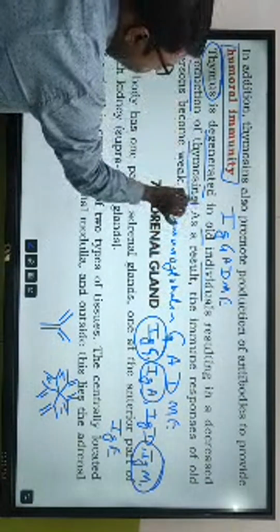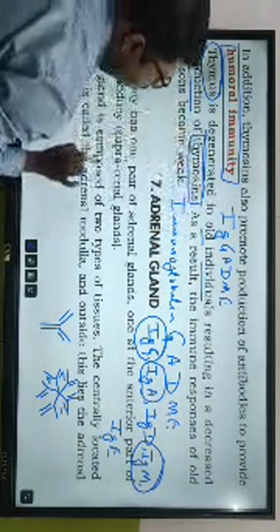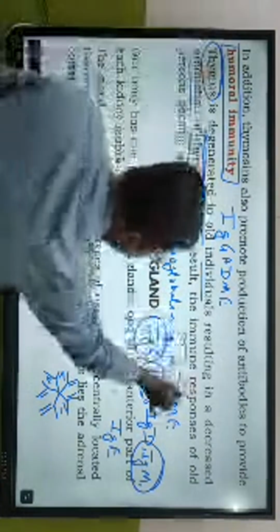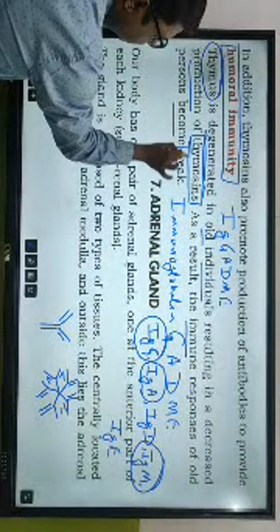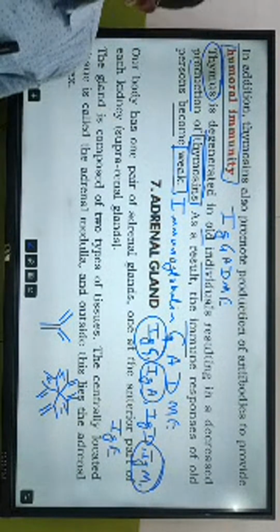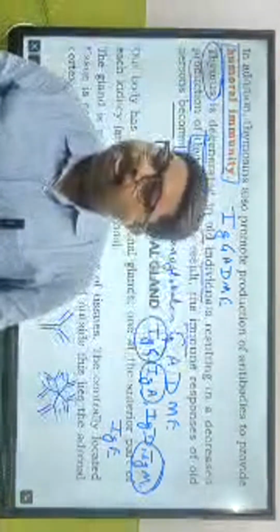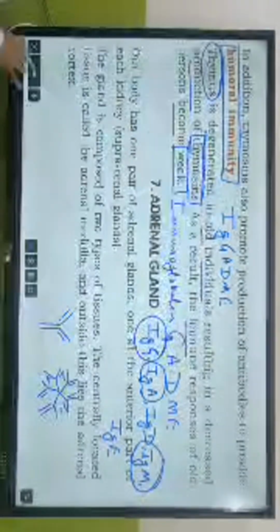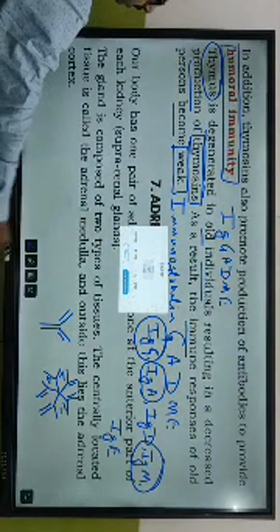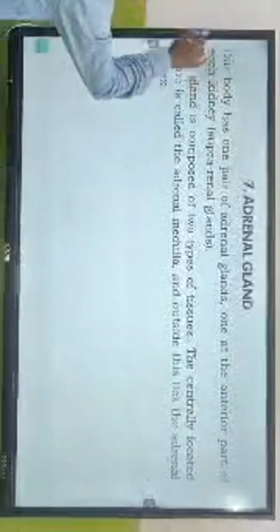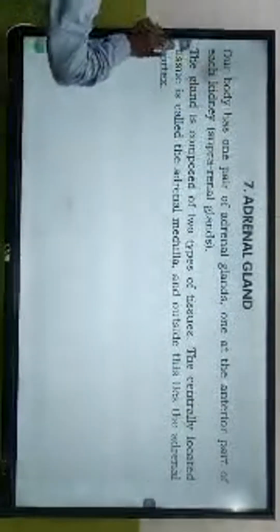As a result, the immune response of old persons becomes weak. This is the reason why the immune response of the old persons becomes weak. Is this clear? Any issues? Next is what? Next is adrenal gland. Now before we get into the adrenal gland, let's get this idea.